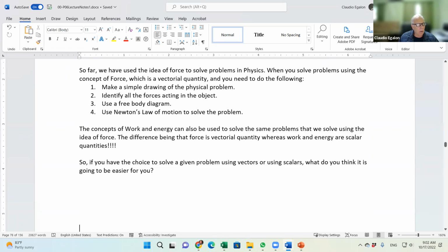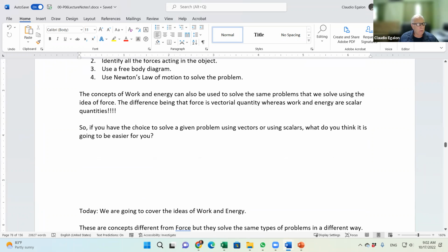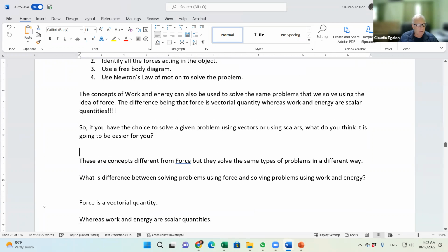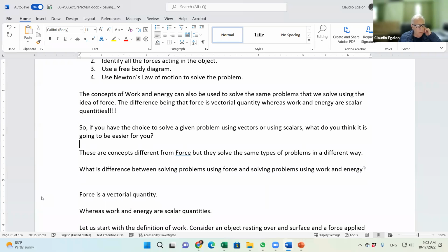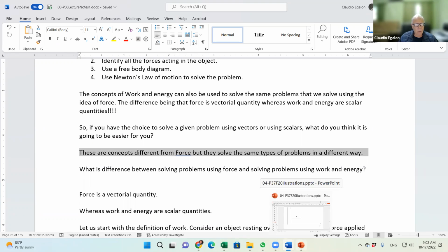And how does it go? How do we introduce that? So it's like using the idea of work and energy. It's like solving the same types of problems in a different way. Okay, force versus work. All right, 2 different ways of solving the same type of problem. So how do we introduce the idea of work?